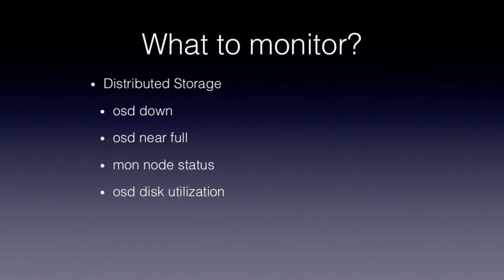Okay, for the distributed storage, we monitor OSD down, OSD near full, our monitor node status, and the OSD disk utilization. And the last 2 items are the most important, because when these 2 items fail, we will get our storage system all down. So these 2 items I set to critical in our Nagios monitoring items.